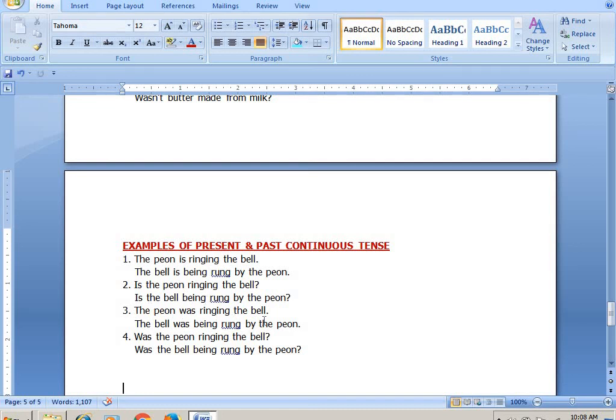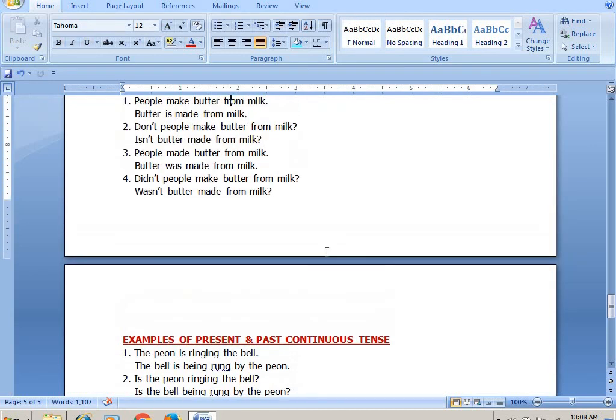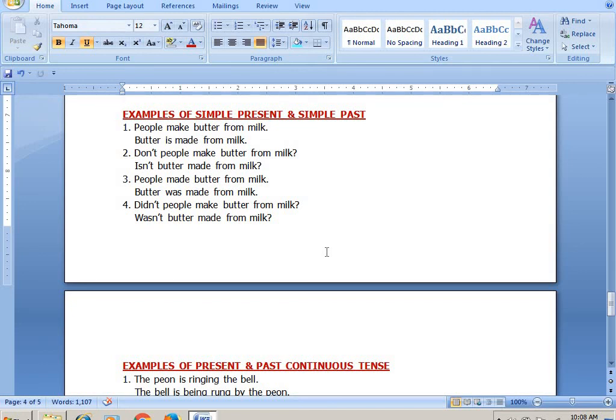The peon was ringing the bell. The bell was being rung by the peon. Over here, by the peon, we are showing who is doing the action, by whom the action has been done. Who is the doer over here? Was the peon ringing the bell? Was the bell being rung by the peon? Okay? So students, here are the 4 sentences in the present continuous tense, and here are the 4 sentences in simple present and simple past tense.